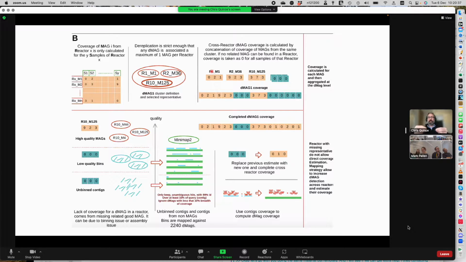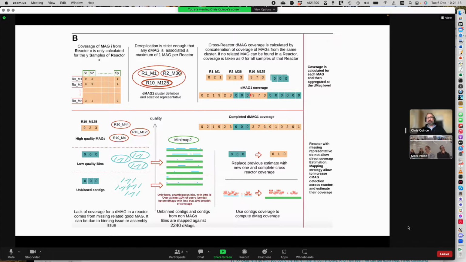In this case, we've done something a little bit more complicated because we've done the co-assembly of the different reactors separately. Once we've dereplicated, if we've got the same dereplicated MAG in multiple reactors, the coverage profiles are just the coverage profiles of the MAGs that went into those. This diagram is in the archive paper, and it is quite complicated, and Seb actually did all this, so he can also explain it to you. So in that case, it's fairly straightforward.